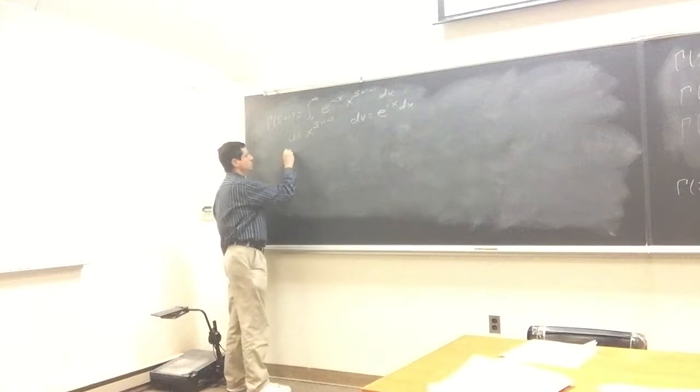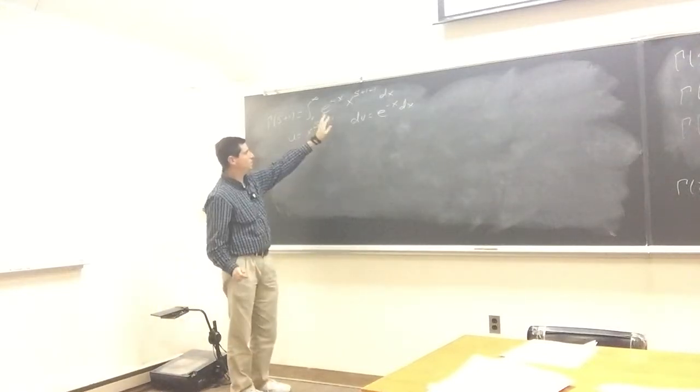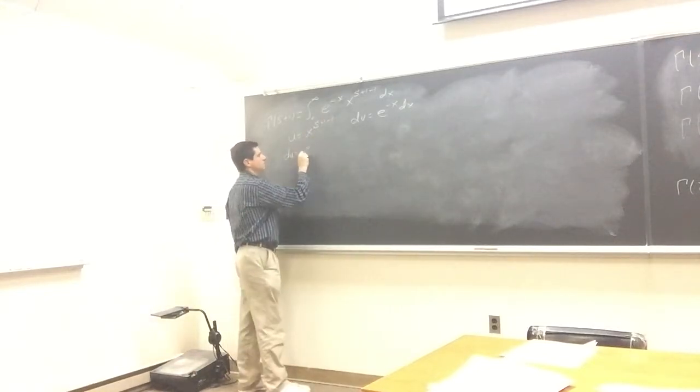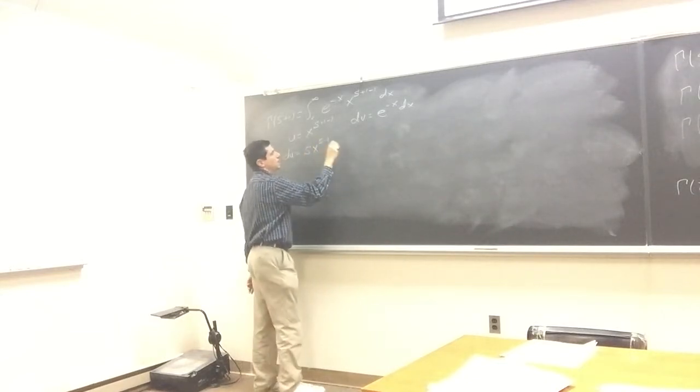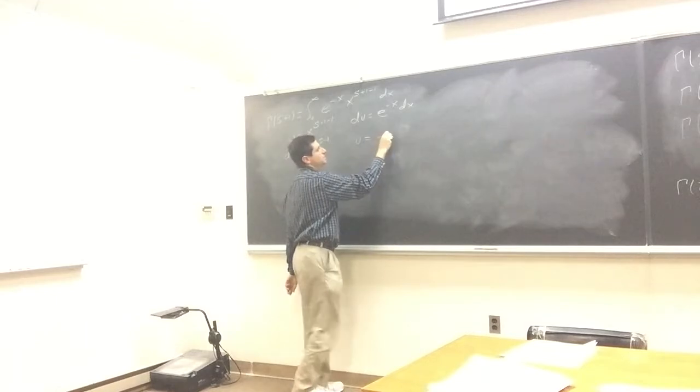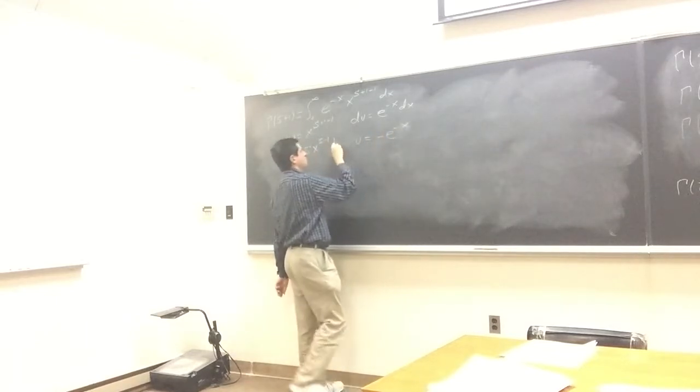I want u to be this because when I'm integrating by parts, I want to decrease the power of u. I want to get down to just a lone exponential. So then du, well, s plus 1 minus 1 is just s, so I would get s x to the s minus 1. And then v would be minus e to the minus x.